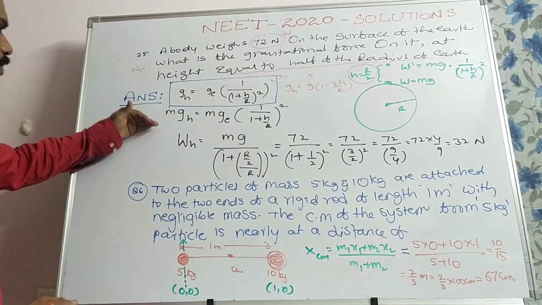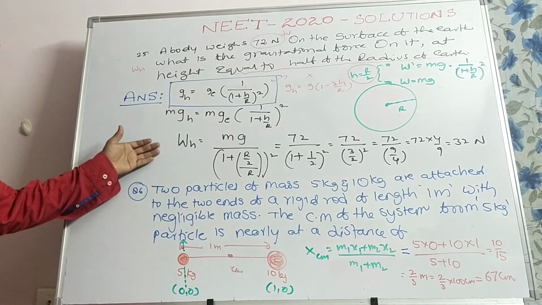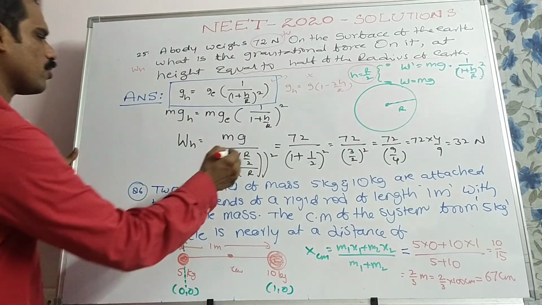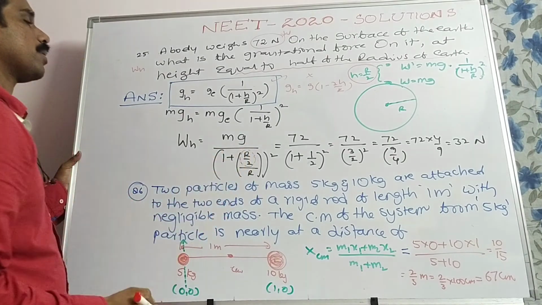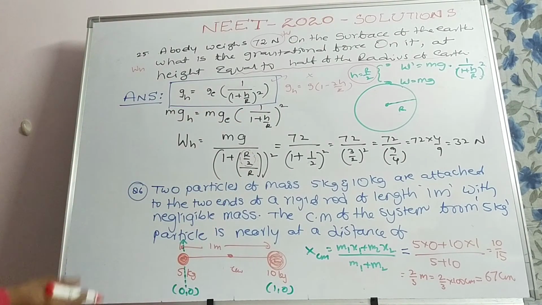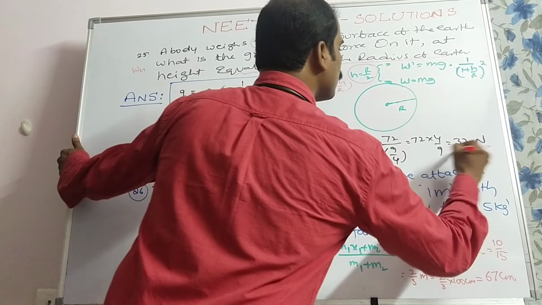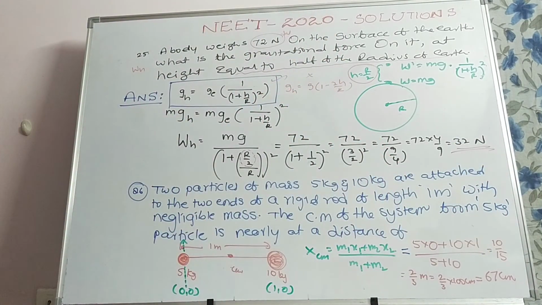So mgh is equal to, of course you know that, Wh is equal to mg by (1 plus h by r) whole square. Here we are substituting h equal to r by 2. So 72 by (1 plus 1 by 2) whole square. By solving this one, we will get 32 Newton as the final answer.